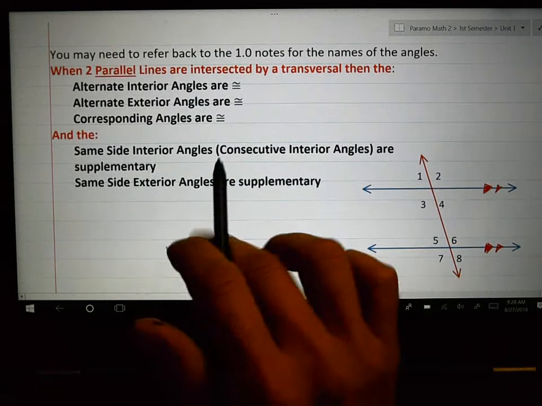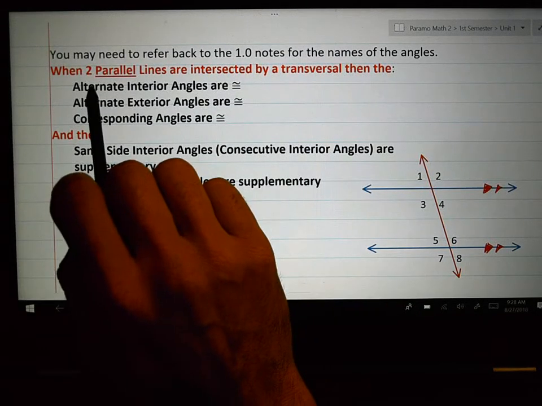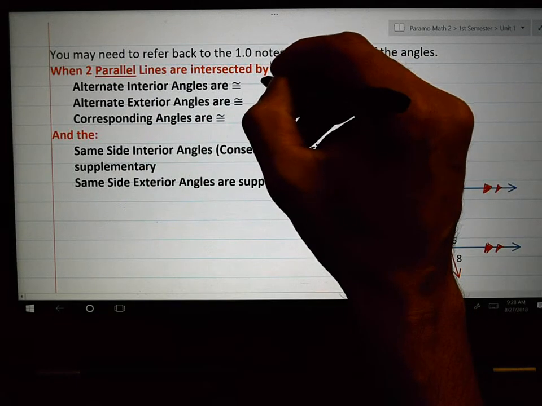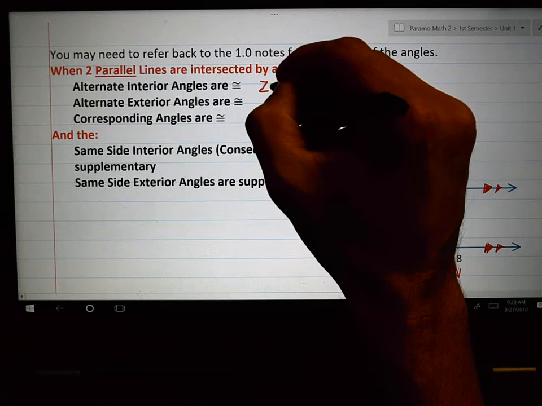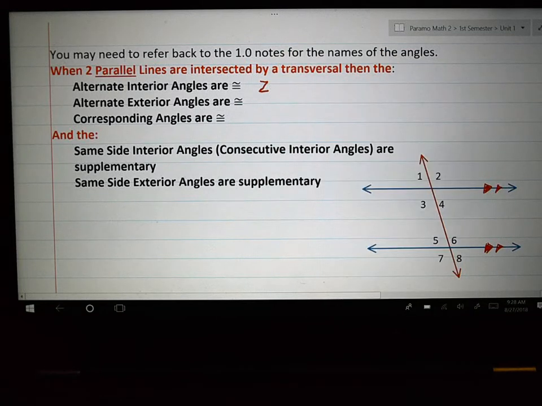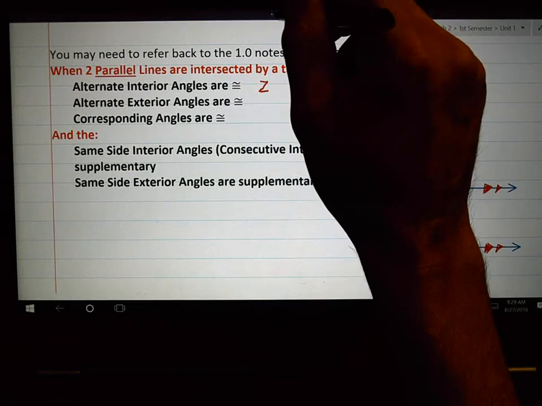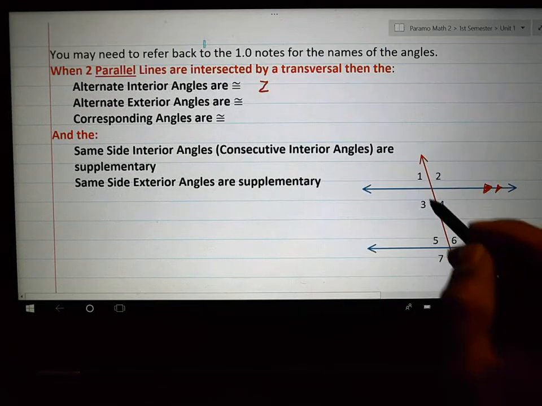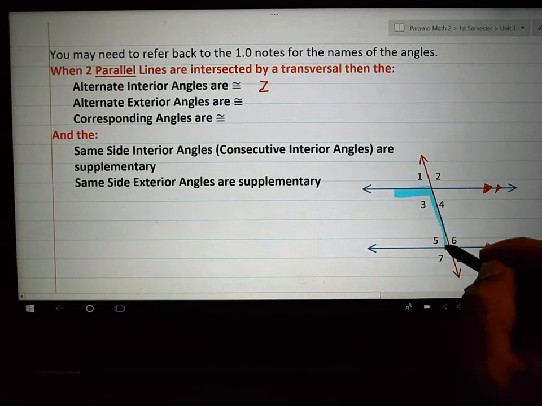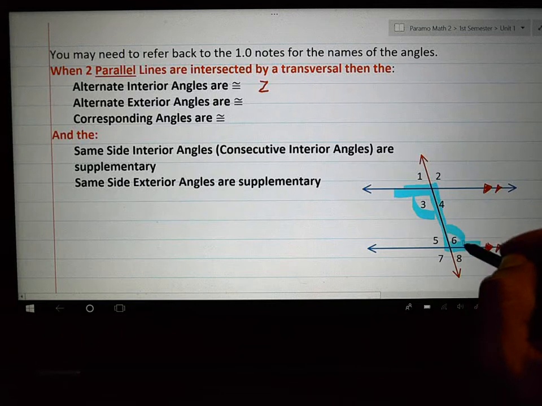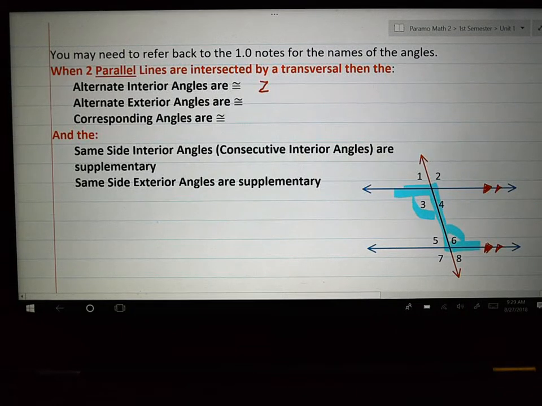The way that I want you to remember that the alternate interior angles are congruent, these ones I want you to know are the Z's. So I'm going to put a Z right next to it. The alternate interior angles are the ones that make Z's. So let me switch this pen to a highlighter. I want you to think of the Z. If you see a Z shape, the ones on the inside of the Z are congruent to each other. Those are the alternate interior angles.